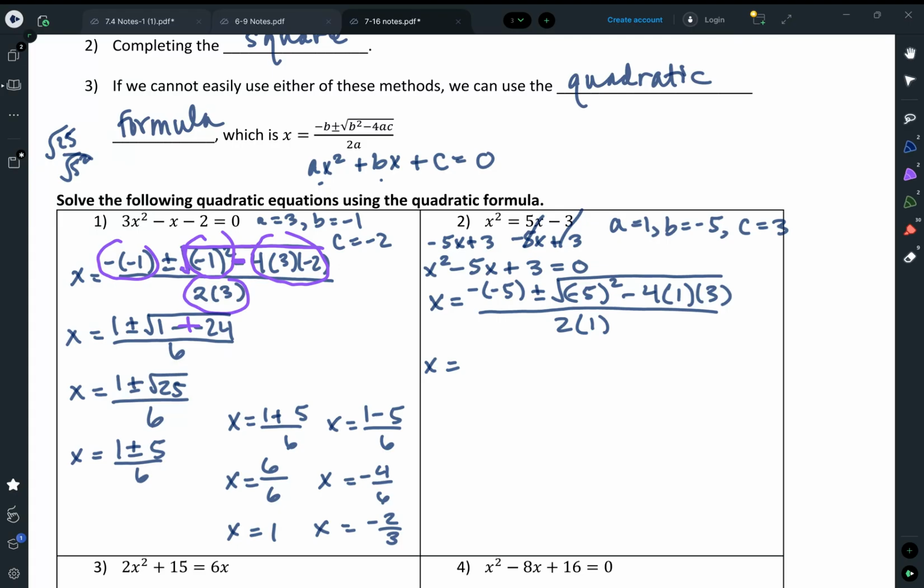Remember, we're going to do all of those spots again. So negative of negative 5 is a positive 5. And then I'm going to take my square: negative 5 times negative 5 is 25.